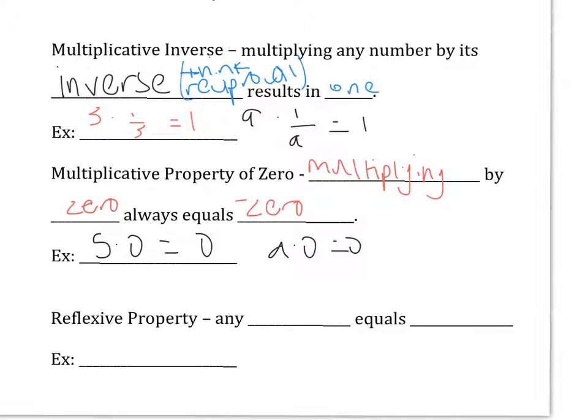The reflexive property means any number equals itself. So an example of this would be negative 2 equals negative 2, or a equals a. So any number, or even variable, equals itself.